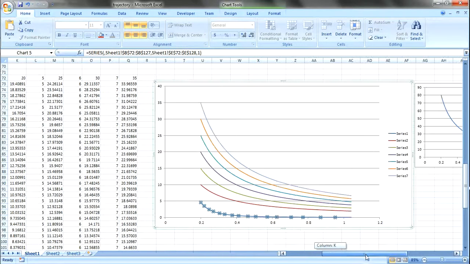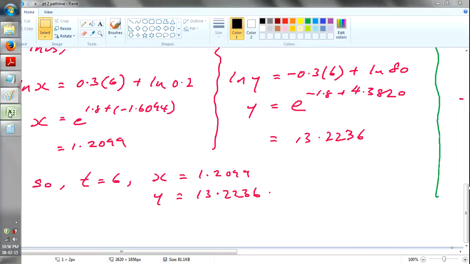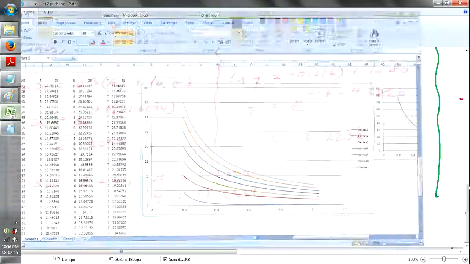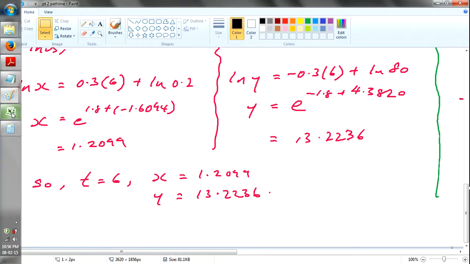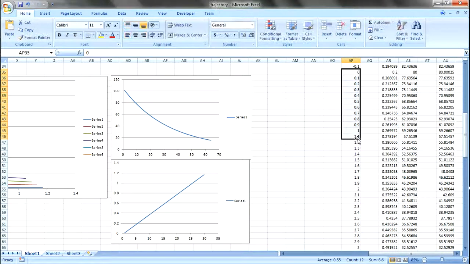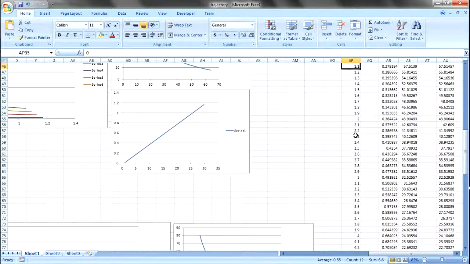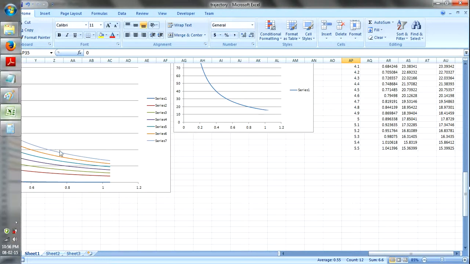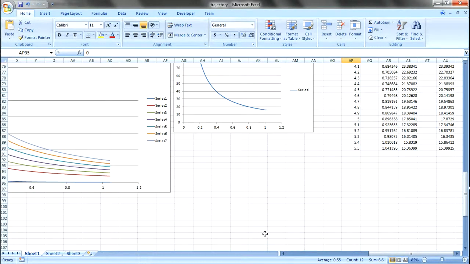So if x is equal to 1.2099, it will be somewhere over here. 1.2099 is somewhere over there already. Okay, so hold on a while. Because my increment is in terms of 0.1 second, that's why I only put until 5.5. So 1.2099 should be somewhere over there.